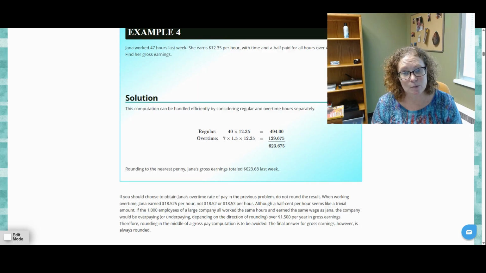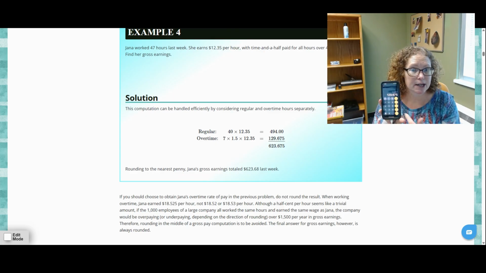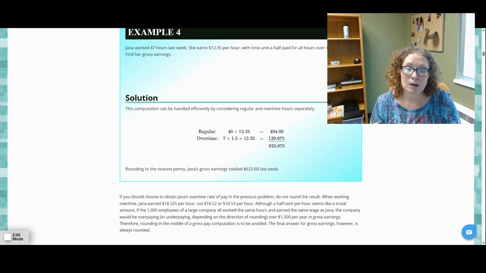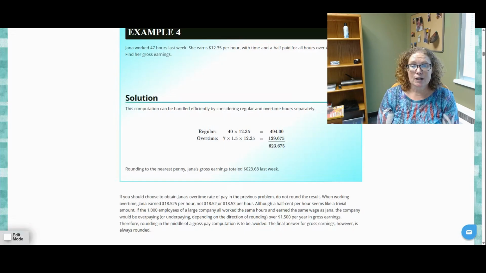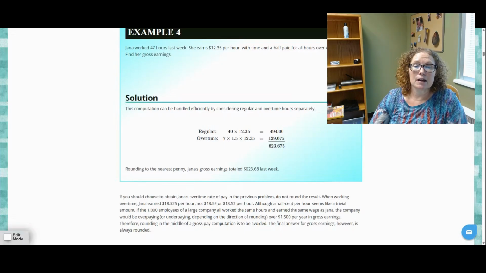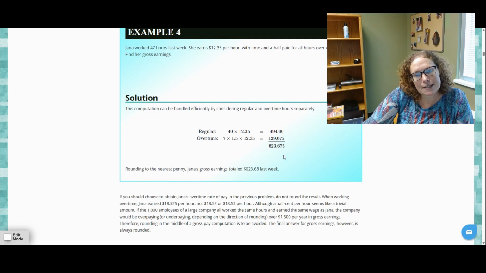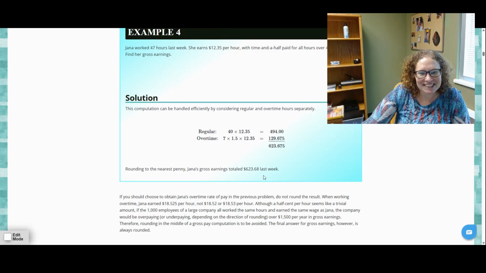So her overtime wages are $18 and about 53 cents approximately. And then we can multiply that by 7 and we get the same amount that is there. It's the 129.675. We add those two amounts together and we are looking at a gross earnings for Jana of $623.68 once we round it.